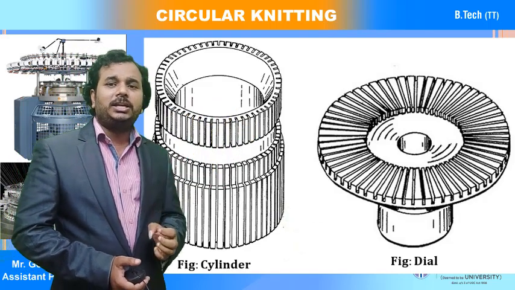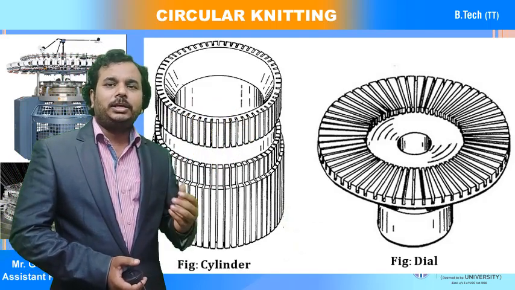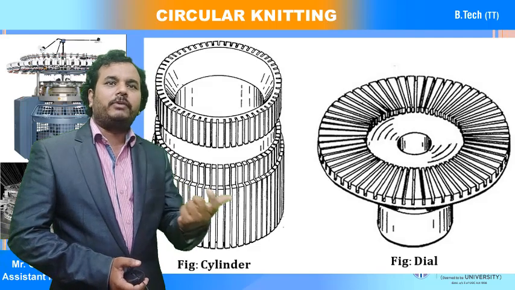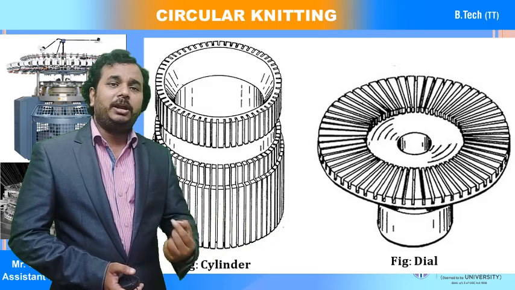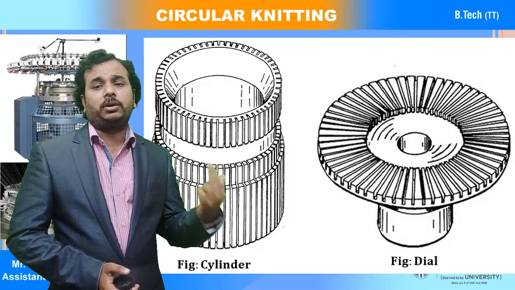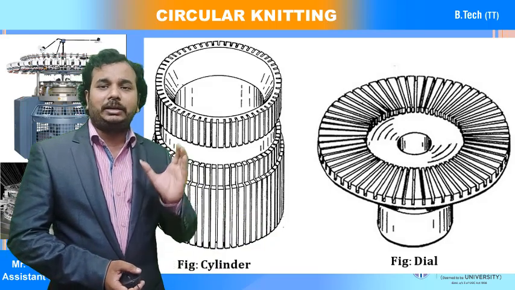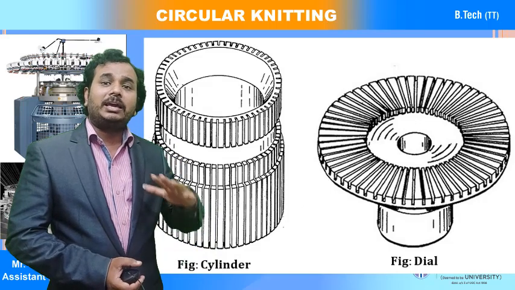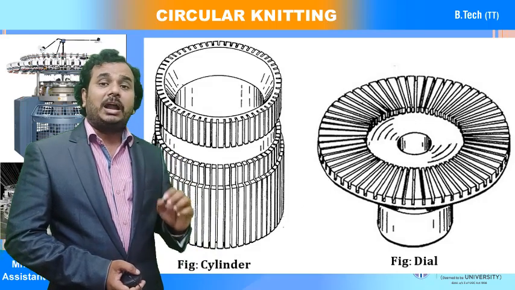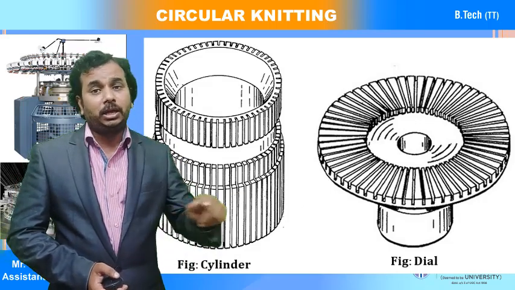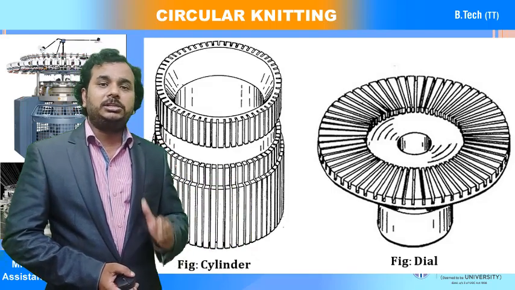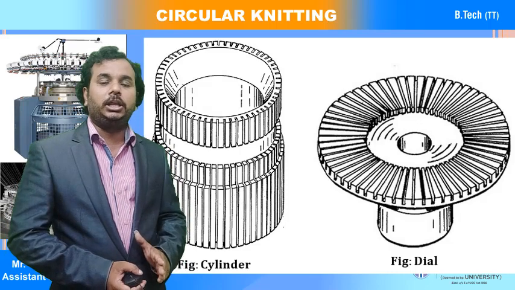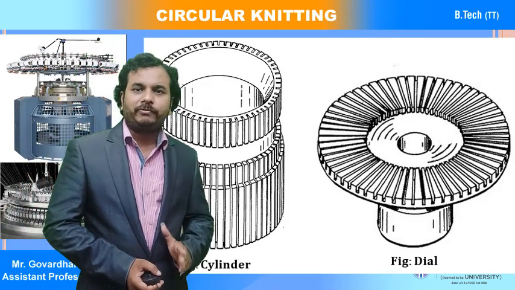Now you can see that the cylinder has grooves on the outer periphery of the steel bed. And you can observe that the dial is like a plate kind of structure, where the grooves are there throughout the plate circumference, and the needles are going to be placed horizontally in the grooves of the dial.